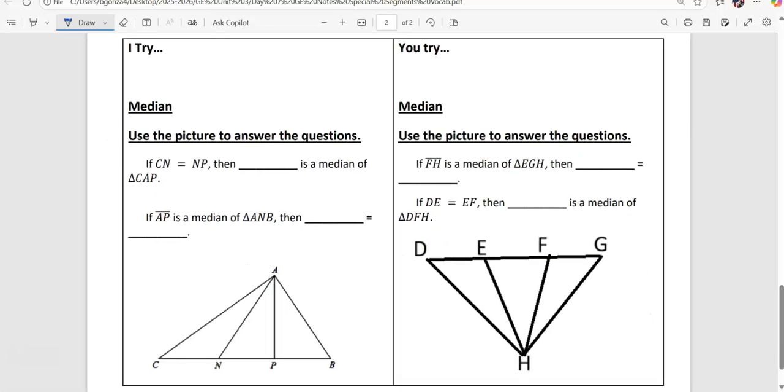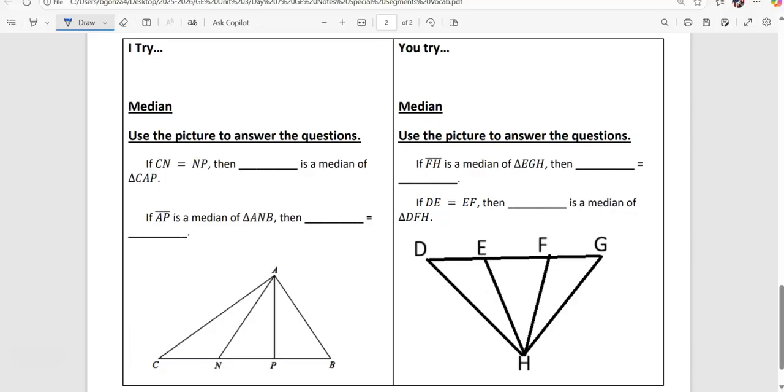All right, now check it out. If we're talking about medians, y'all remember what a median is? If you did it, you could flip it over and clearly see that it's from a vertex to a midpoint. So this is weird because like there's multiple lines and what are we talking about here?